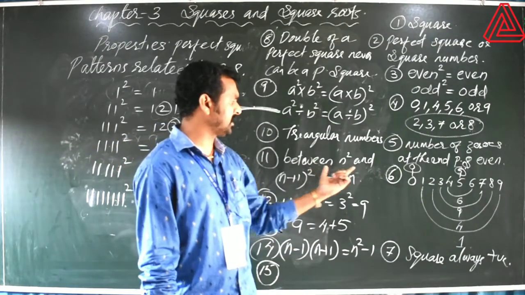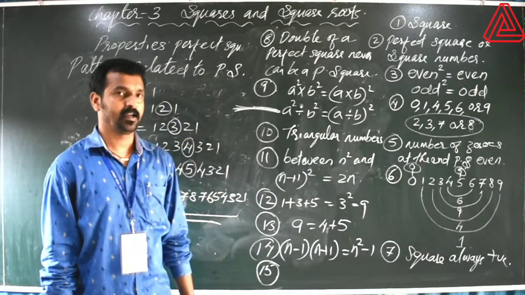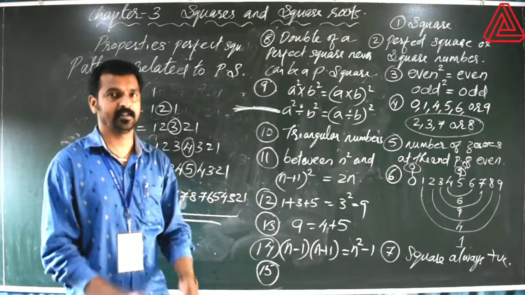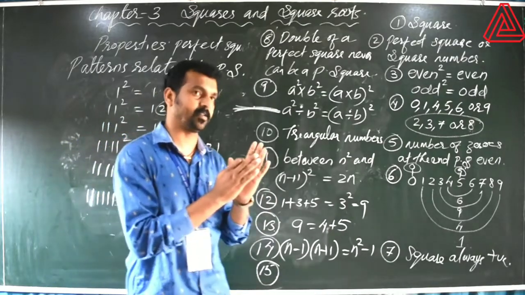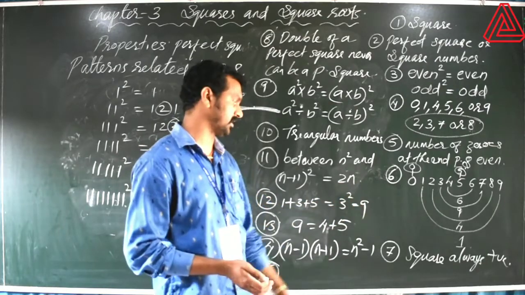Then between n square and n plus 1 square, that is between two consecutive numbers' squares, how many numbers are there? 2 into n numbers are there.